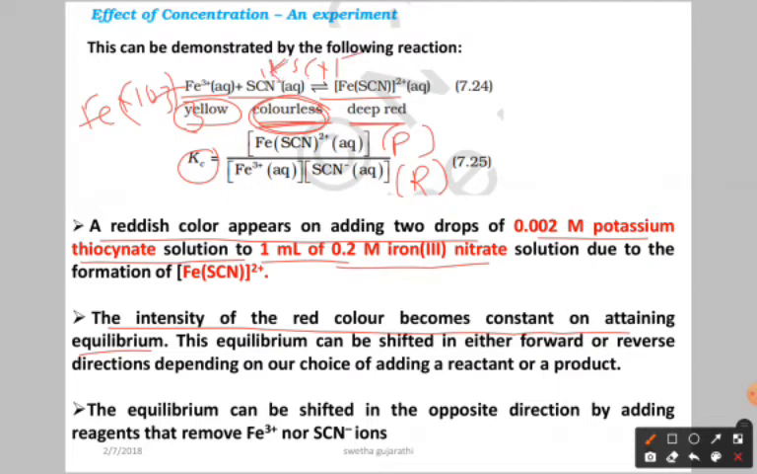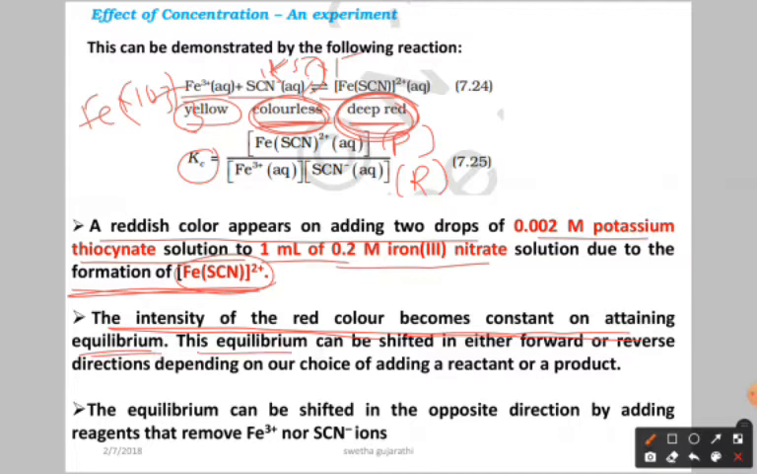Okay, if you write the ionic equation, this is the ionic equation. So slowly you are going to get the deep red color and the intensity of the color is going to be constant. That indicates what? Due to formation of this complex having the red color, the intensity of the red color becomes constant on reaching the equilibrium.